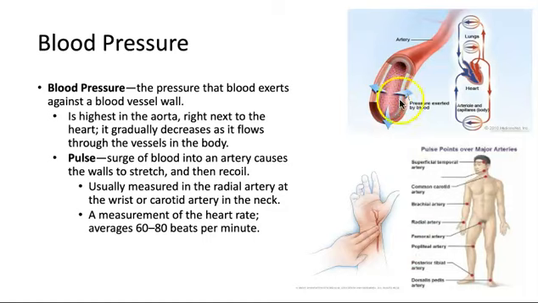It's going to be the pressure that we are exerting on a blood vessel wall. It could be an artery, it could be a vein, it could be capillaries. But we do find that it is highest in the aorta that leaves the heart. And as it flows through the vessels of the body, we're going to start to see that the pressure decreases until we get back to the veins and it gets pumped through the heart again.